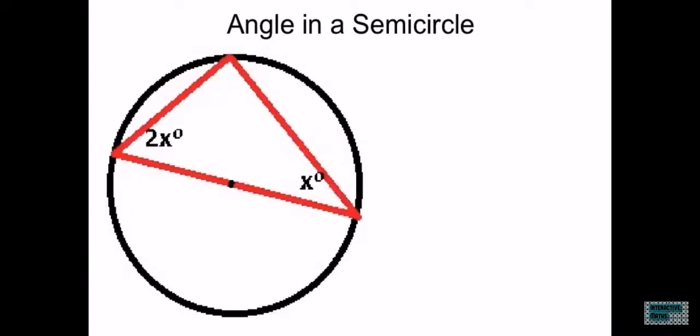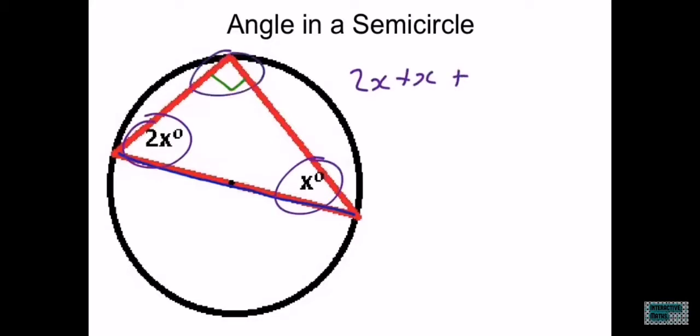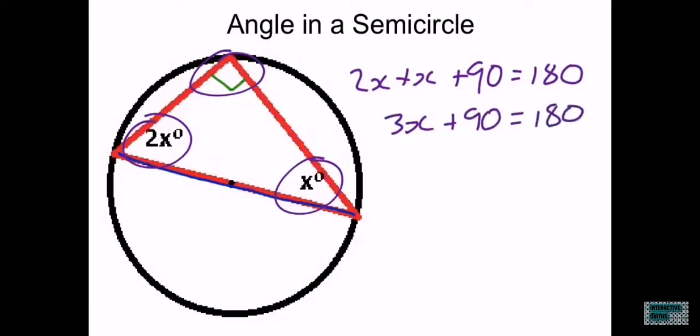This one is similar. We have a diameter going through here because it goes through the center once again, which means that this angle here is 90 degrees. This time we've got a bit of algebra, but we know that 2x, this one, plus x, here's this one, plus 90, which is that one, is equal to 180 degrees. So we have 3x plus 90 equals 180 degrees. So 3x equals 90. So x equals 30 degrees.